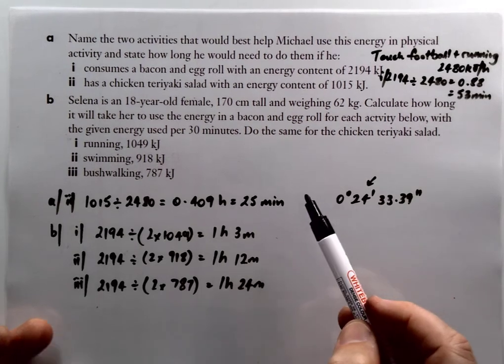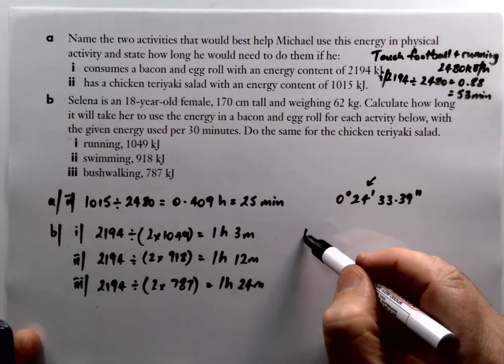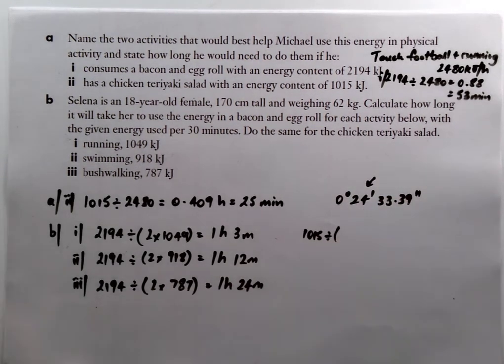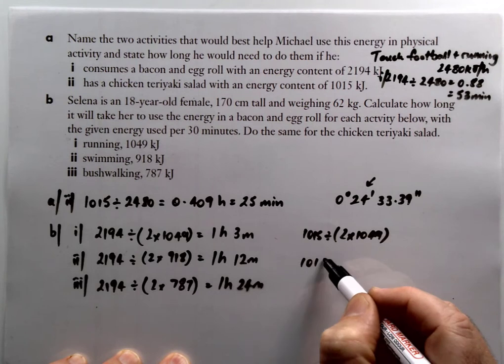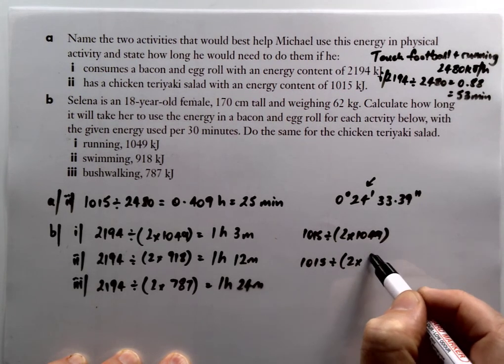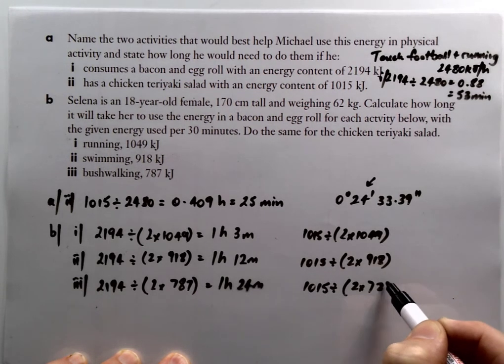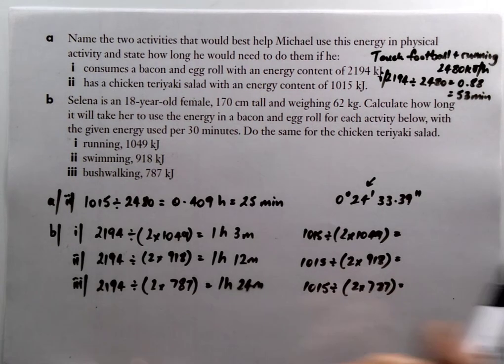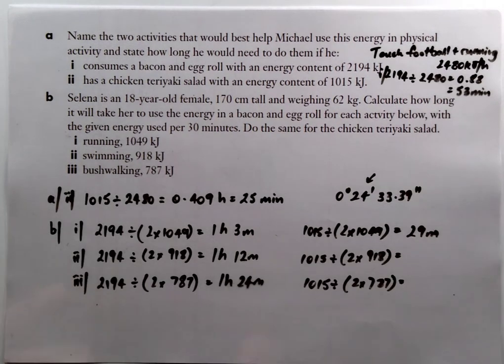Okay, so now we're going to do the same thing for the chicken teriyaki salad. The only difference is all of these numbers here will change to 1015. I'm just going to write that out quickly. Okay, so very similar. So we've got the 1015 divided by 2 lots of 1049. Press degrees, minutes, seconds. We're going to get 29 minutes there to the nearest minute.